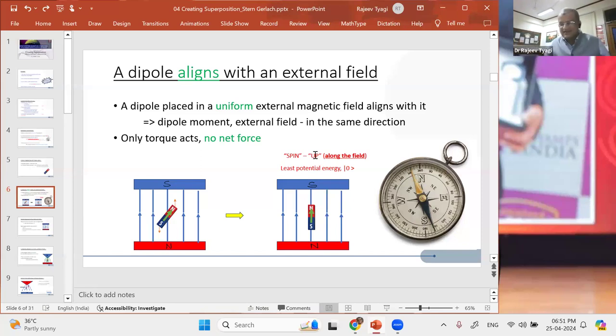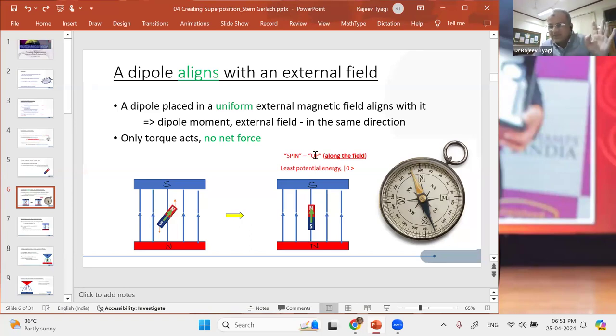Now, customarily, the convention is that the up direction is written as the plus z axis. In this SG experiment, the up direction, you take it as the positive z direction. Now, one thing you can ask is, what direction is positive z? The simple thing is, whichever direction you have the external field, that direction is plus z. And you draw it like this. So that's why you say this is plus z, upward direction. And because the dipole aligns itself along the field, this position is called spin up.